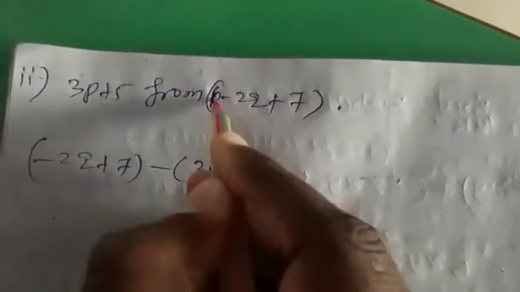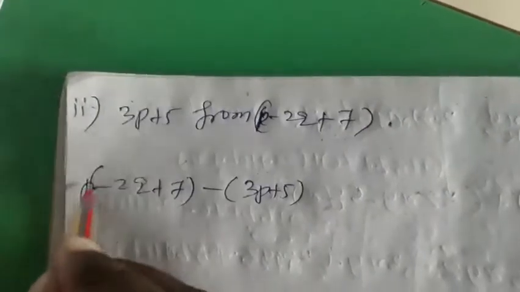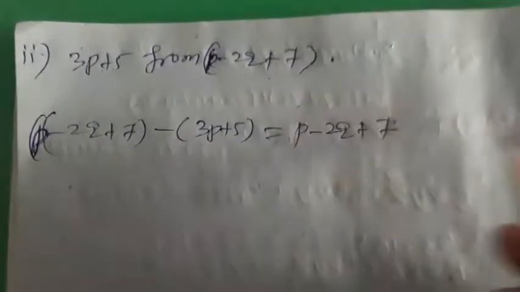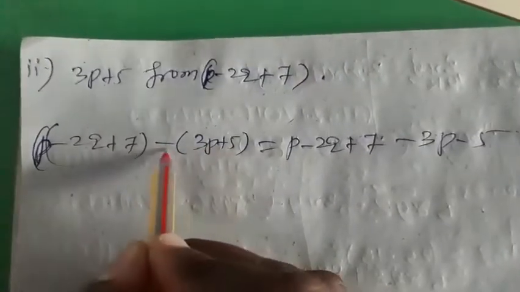p minus 2q plus 7. Then here also one p is missing. Then p minus 2q plus 7 minus 3p plus 5. Then we can write p minus 2q plus 7, minus common take inside: minus 3p minus 5, because minus into plus is minus. Minus into plus 5 again you get minus 5.